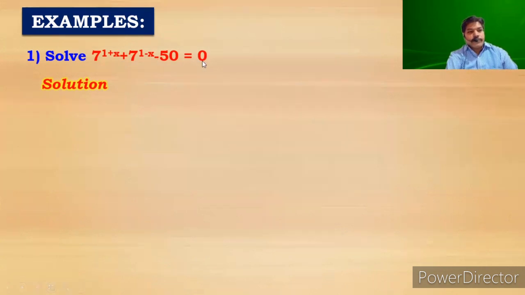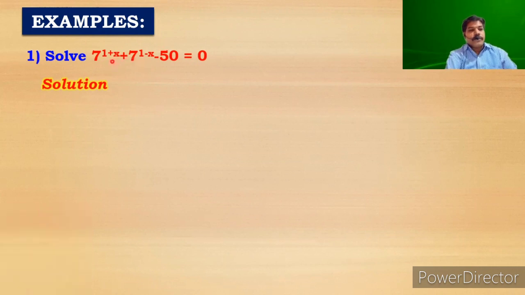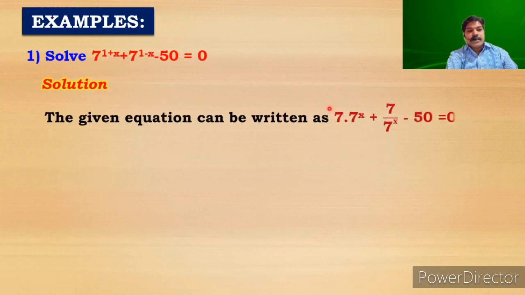So first you have to observe that 7 power 1 plus x is in the form of a power m plus n. A power m plus n you can write as a power m into a power n. So 7 power 1 plus x you can write as 7 power 1 into 7 power x.